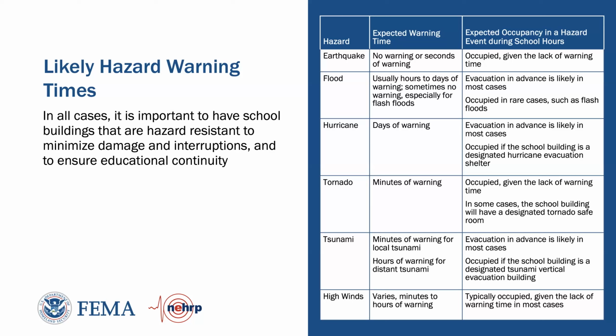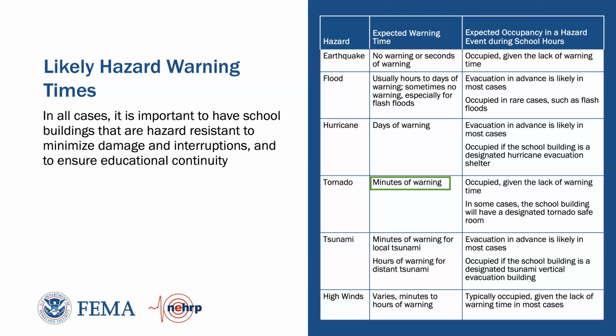And so the expectation for the school is that it would be occupied, given that lack of warning. Floods, usually you have hours to days of warning, so sometimes you can evacuate buildings in that case, except for instance, flash flooding. Hurricanes, you generally have days of warning, and so evacuation of the facility is likely in most cases. However, schools could be occupied if they're designated as hurricane evacuation areas.